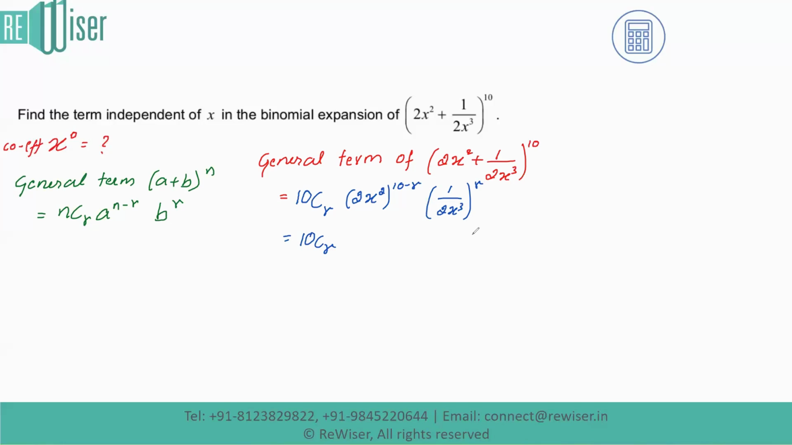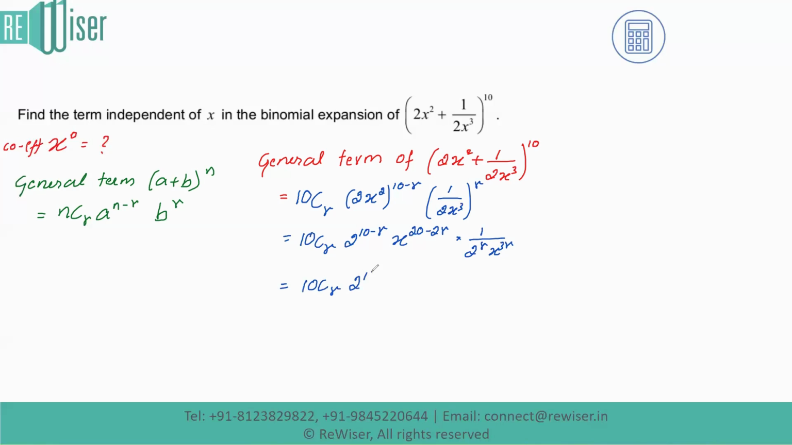We need to simplify it in such a way that there is only one x to the power of something. This 10 minus r belongs to both 2 as well as x squared. So this is going to be 2 to the power of 10 minus r into x to the power of, the powers get multiplied, so 20 minus 2r, multiplied by 1 over 2 to the power of r and x to the power of 3r.